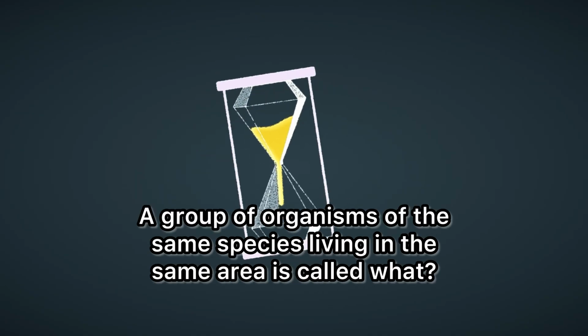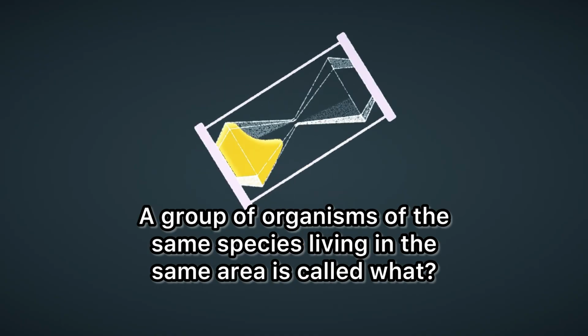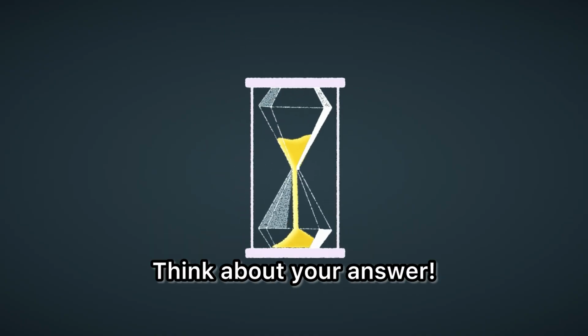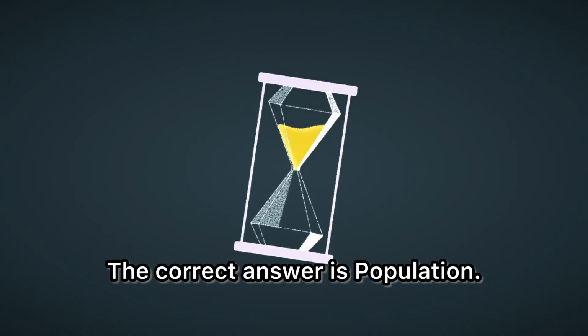And here's a quick question for you. A group of organisms of the same species living in the same area is called what? Population, community, or ecosystem? Think about your answer. The correct answer is population.